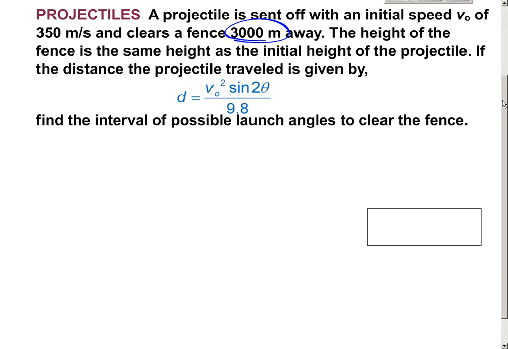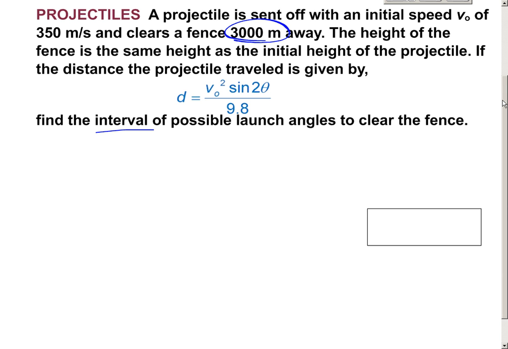The height of the fence is the same height, if the distance the projectile traveled is given by that formula. Find the interval of possible launch angles. So that tells us there's going to be some interval that this launch angle is going to be between. That's going to be the little trick that we need to look at at the end here.